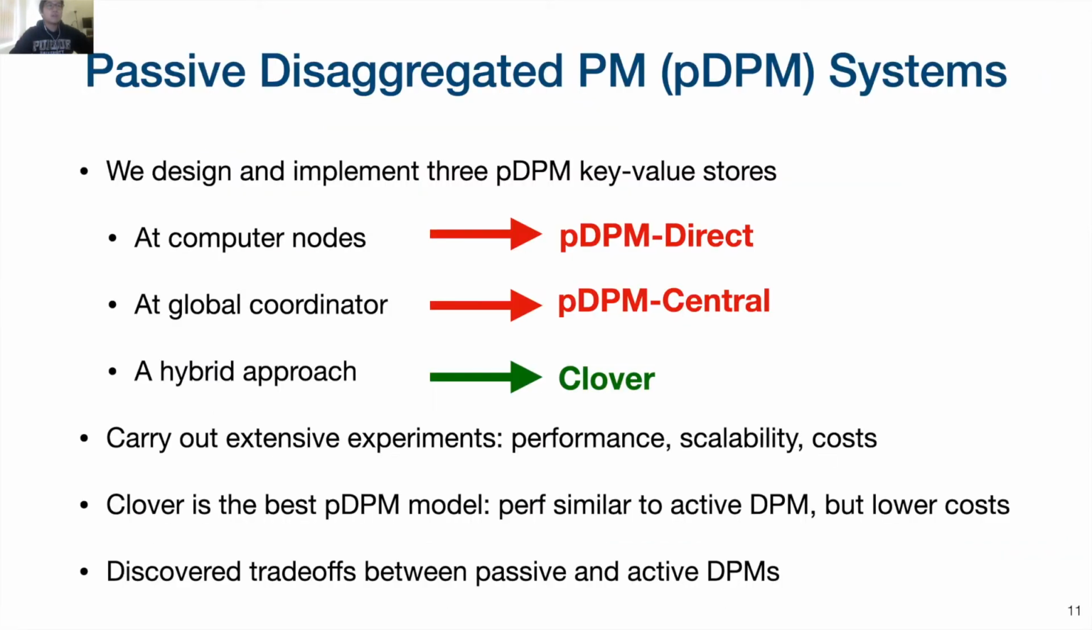Based on these three architectures, we designed and implemented three key-value stores: pDPM-Direct for the first model, pDPM-Central for the second model, and Clover for the hybrid model. We performed extensive experiments to evaluate the performance, scalability, and the cost of these three systems. Overall, we find that Clover, which is our final pDPM product, is the best model among the three, and it achieves similar performance as the active DPM model, but at a lower cost. We also discovered interesting trade-offs between active and passive DPMs.